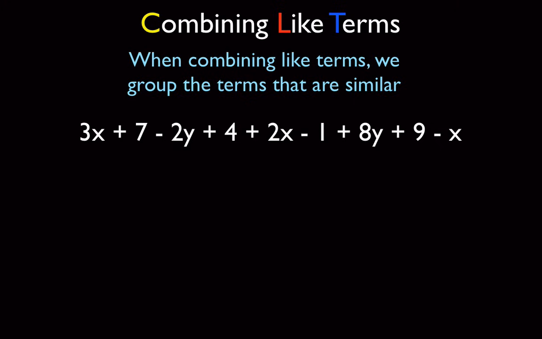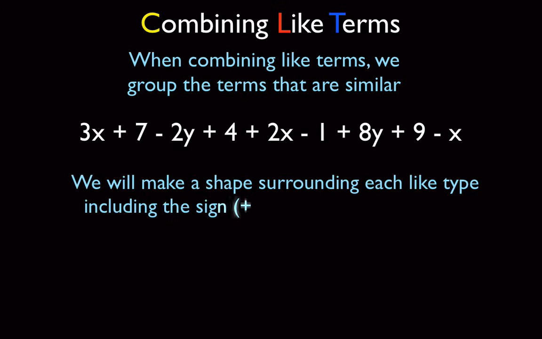So what we're going to do is start off and make some shape around all of the things that are the same. So we're going to start with x's just because they're on the far left. When I do this, the most important part is that you want to think of it as a positive or a negative. And what that means is I'm going to take the symbol right next to it. So if I have a minus 2y, I want to put that minus sign inside my shape to count it as a negative 2y.